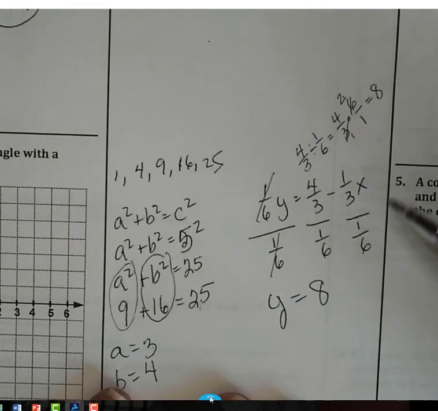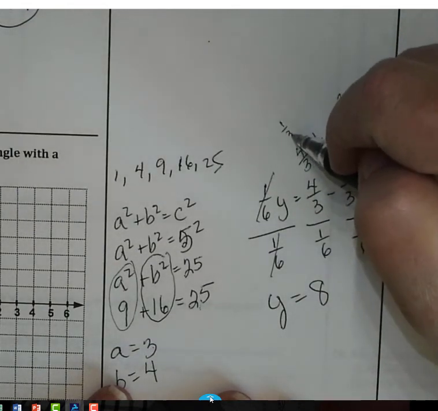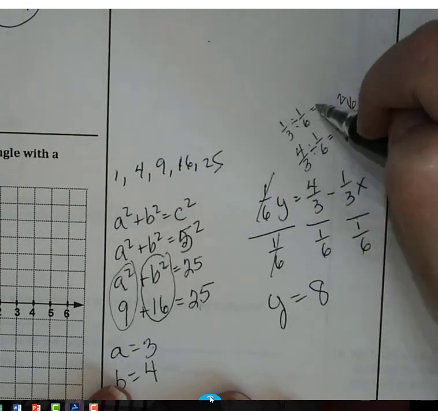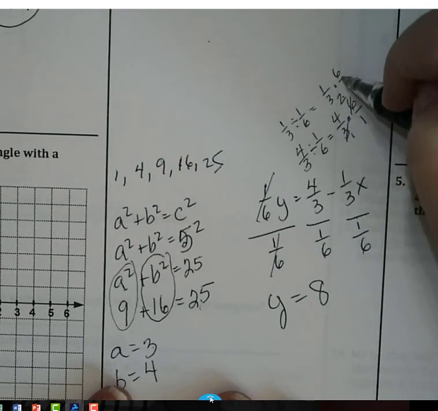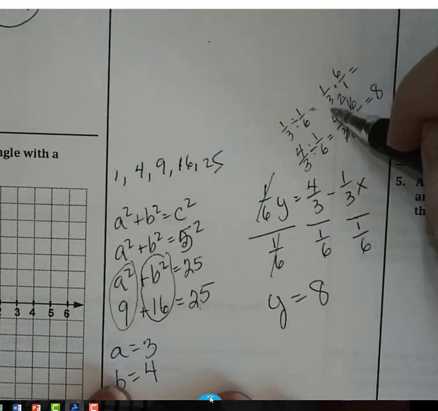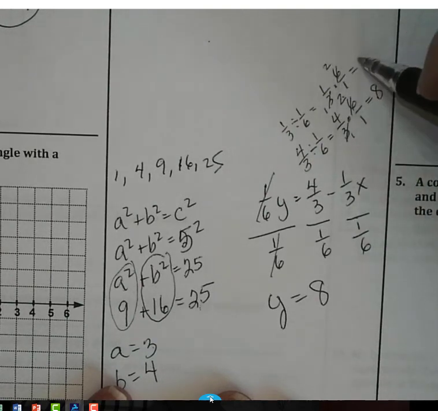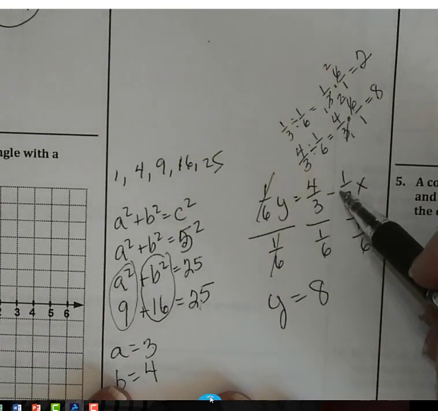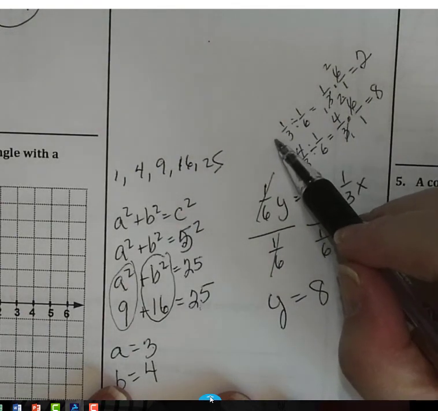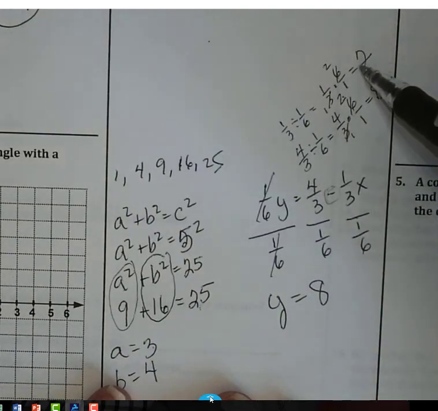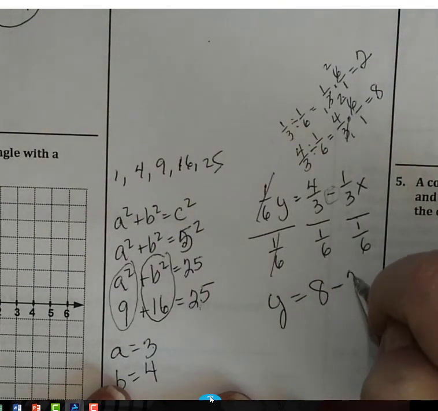And then I do it again right here. I have 1/3 divided by 1/6, which is 1/3 times 6/1. Simplify before I multiply. 3 goes into 3 once, 3 goes into 6 2 times. Now multiply across and I get 2. This was negative, okay? So it's really negative 1/3, so my answer is going to be negative 2x.